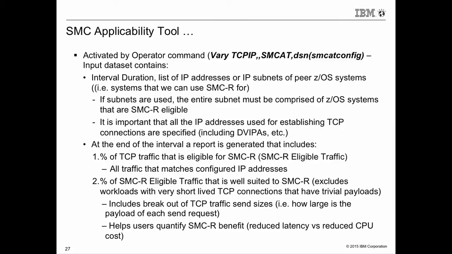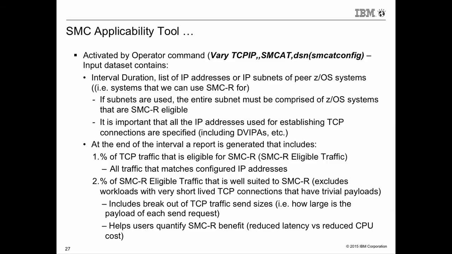At the end of the interval that you specify, let's say you specified the IP addresses you're interested in monitoring and an interval of 30 minutes that you want to run during some peak workload period, a report is generated to the TCPIP job log. There are basically two sections of the report. One of them shows you the percentage of TCP traffic that is eligible for SMC-R. Any traffic that matches the IP addresses that you configured as remote addresses, we will count as being SMC-R eligible.